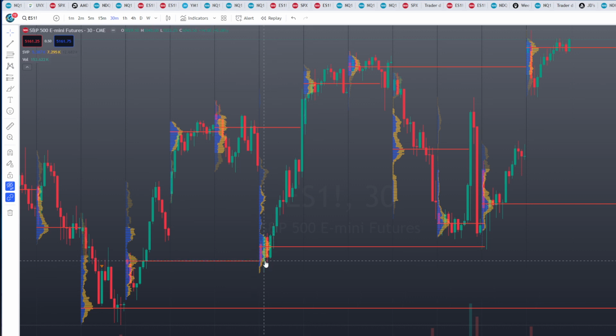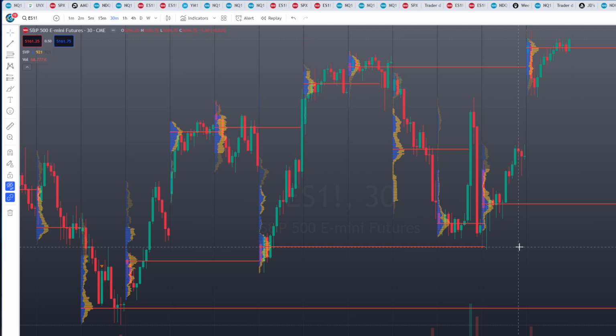It rebounded from here. It touched, this was a naked POC here at the top. I hit that, and we just blew right through it. On this session, we had a POC on the top, and then we kept going, and so forth, because you can see the correlation of what I'm trying to explain here.